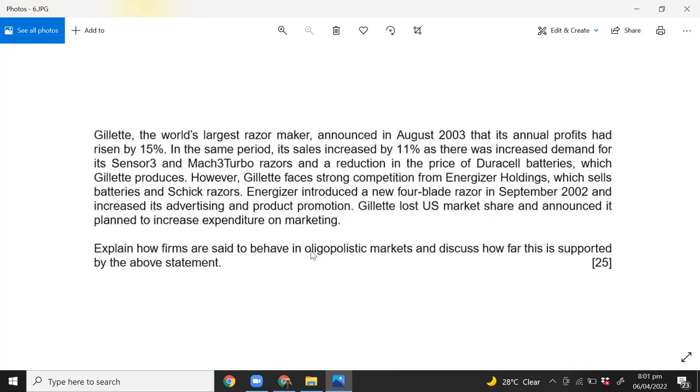However, Gillette faces strong competition from Energizer Holdings, which sells batteries and Schick razors. Energizer produced a new 4-blade razor in September 2002 and increased its advertising and product promotion. Gillette lost US market share and announced it planned to increase expenditure on marketing. Explain how firms are said to behave in oligopolistic market and discuss how far this is supported by the above statement. Right?